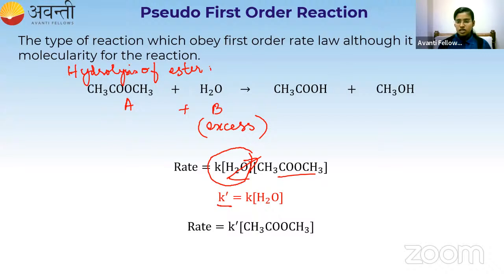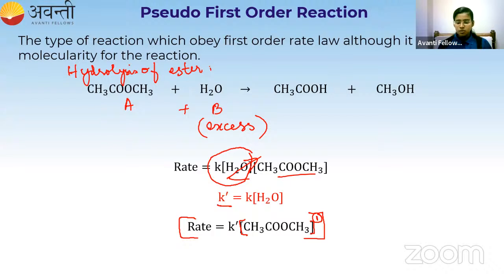So now this is the final equation, and in this formula I have the concentration of only the ester, not the water. So what is the order of the reaction? It is 1. Actually we have two reactants, but in the final rate equation we have the concentration of only one reactant. That's why it is called a pseudo first order reaction. It is supposed to be a second order, but it is not a second order reaction. It is a first order.